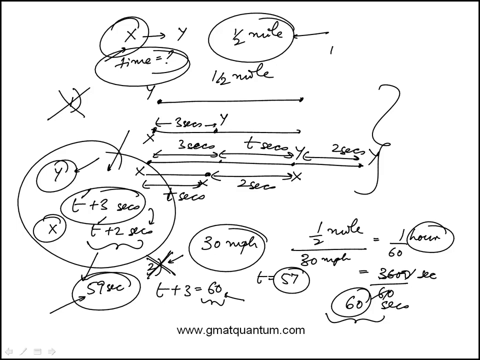But when we combine 1 and 2, we have a unique value for t. We can find the time car X spent to cross the bridge. So 1 and 2 combined are sufficient, and the answer is C.